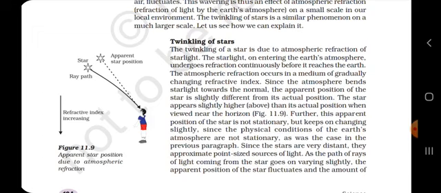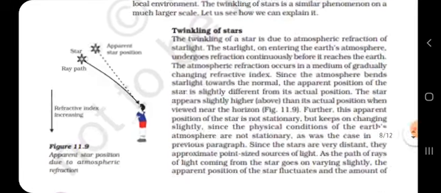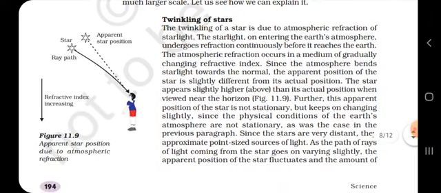The twinkling of a star is due to the atmospheric refraction of starlight. Please note that point, students, that is quite important to us. The starlight, on entering the Earth's atmosphere, undergoes refraction continuously before it reaches the Earth.